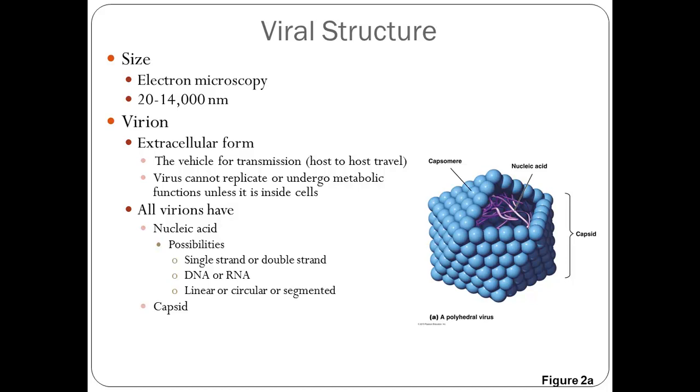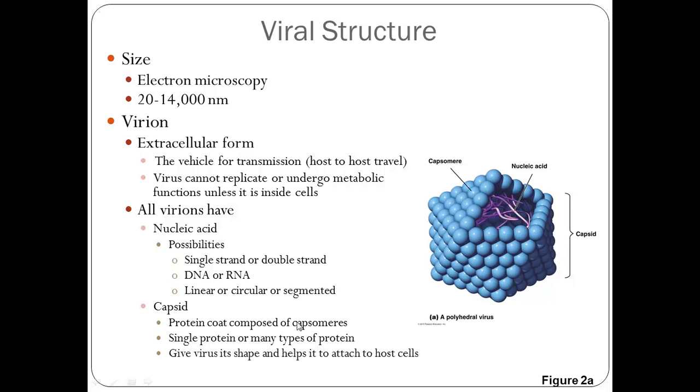Capsid is a protein coat which consists of capsomeres. So it's composed of capsomeres, and capsomeres are your protein subunits. So here you see this is a capsid, and each one of these little circles are capsomeres. And these capsomeres can be a single protein, or they could be many types of proteins, and you can actually see the nucleic acid inside. The capsid gives the virus its shape, and it helps it to attach to the host cells. So this is how the virus usually travels. So if you look at a door handle, someone sneezes, it puts it on the door handle, then it goes into your hand. So that's how it travels.